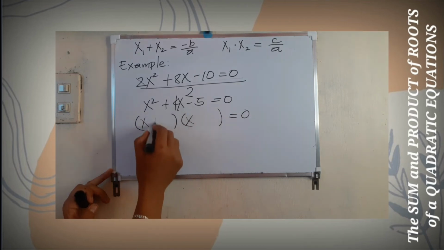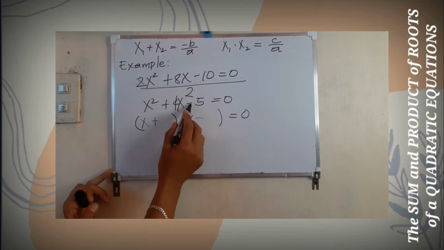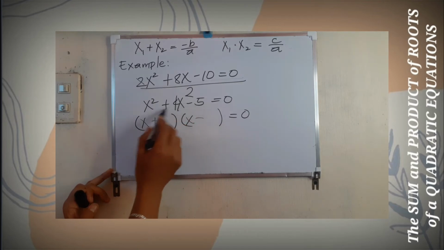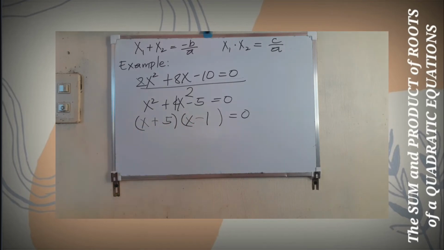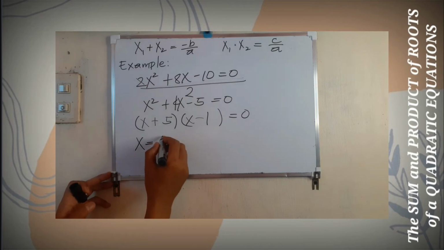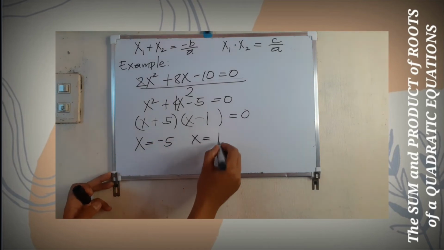By factoring, what are the factors? Since it is negative, the signs are positive and negative. What are the factors of 5 that, if subtracted, equal 4? They are 5 and 1. Since it is positive, this is 5 and this is 1. X equals negative 5. X equals 1.